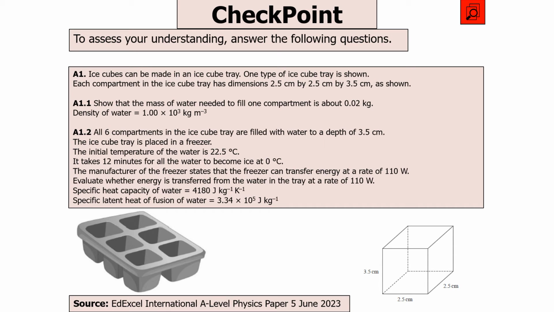Then all 6 compartments in the ice cube tray are filled with the water to a depth of 3.5 centimeters. The ice cube tray is placed in a freezer. The initial temperature of the water is 22.5 degrees Celsius. It takes 12 minutes for all the water to become ice at 0 degrees Celsius.